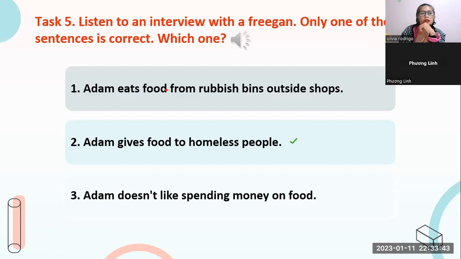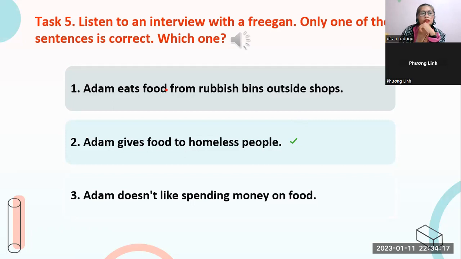Oh, it's a terrible waste. And how often do you collect food? Once or twice a week. I usually find a lot of food. I take it and I sometimes give it to homeless people. And I still have enough food for me. When do you collect the food? What time of day? We can't do it while the shops and restaurants are open. So we have to collect the food at night.